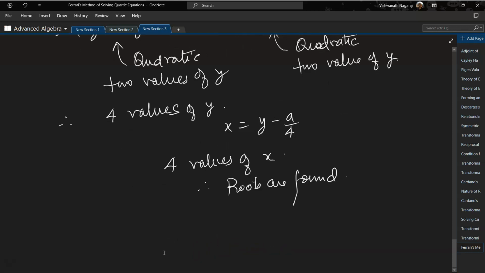What we'll do in the next session is solve some problems based on this. That's it for now.